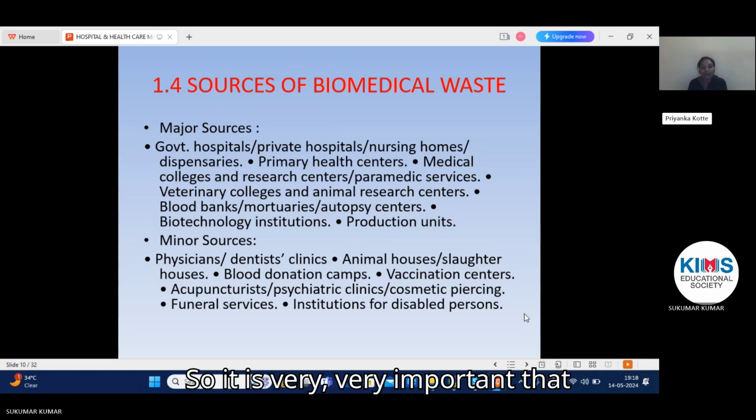So it is very, very important that according to the guidelines which are given, we need to know what biomedical waste management is, what the classification is, and how we need to individually manage them, right?